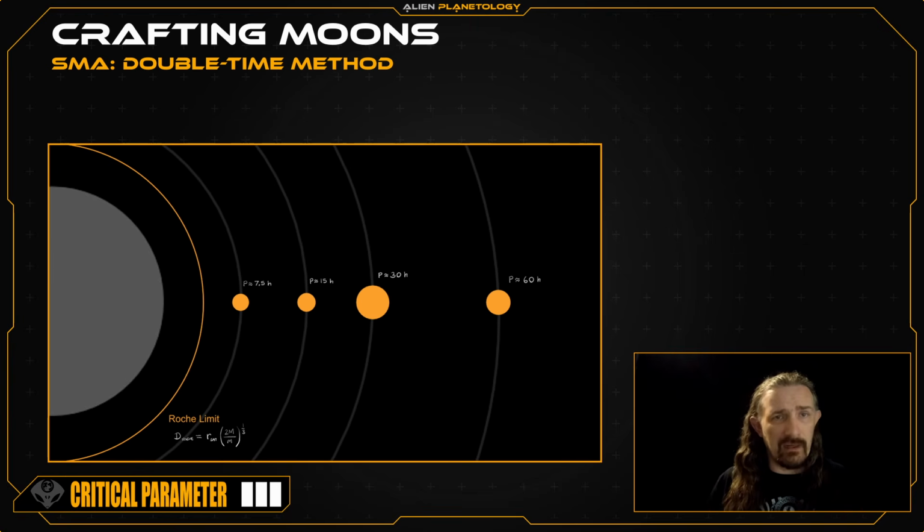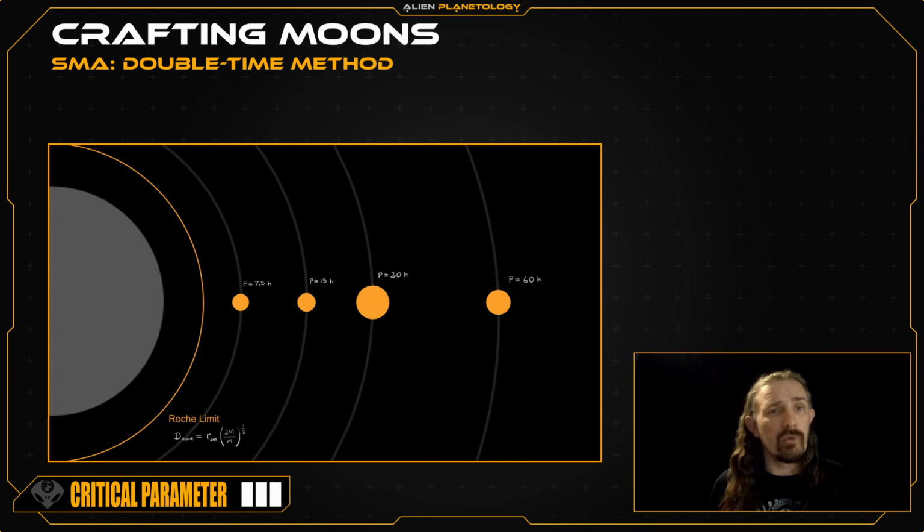If you're placing a moon in an orbit interior to the existing moon, that is closer to the planet, then you would halve its period. So in the above example, with an existing moon having a 30-hour period, the interior moon would have a period of 15 hours or less.